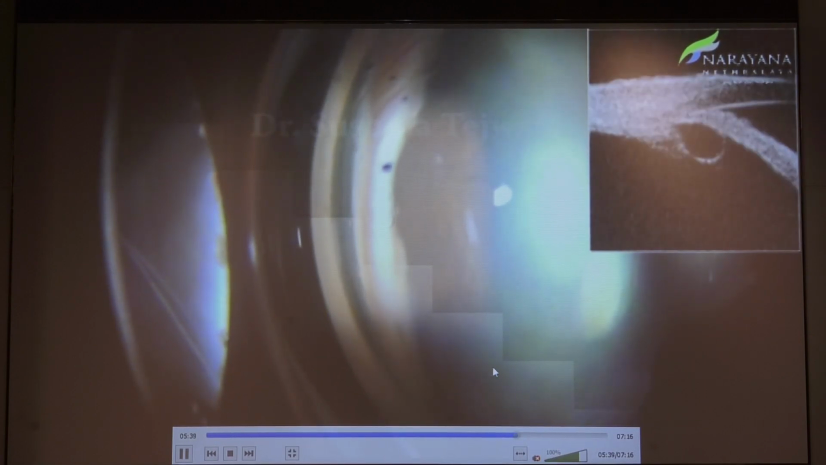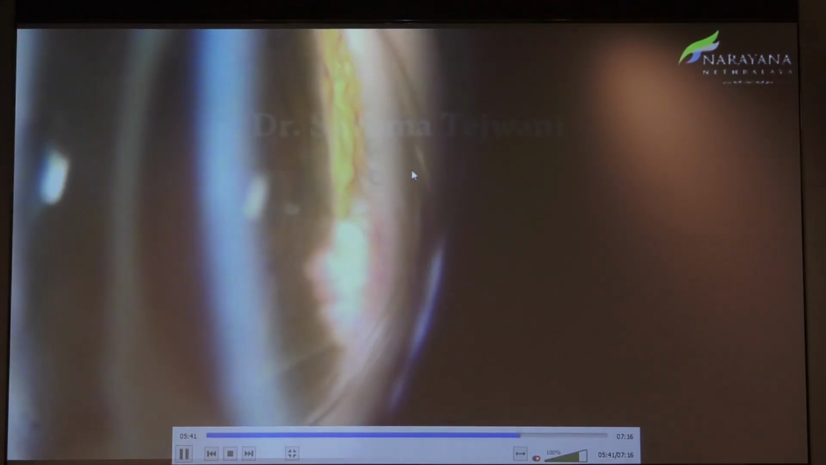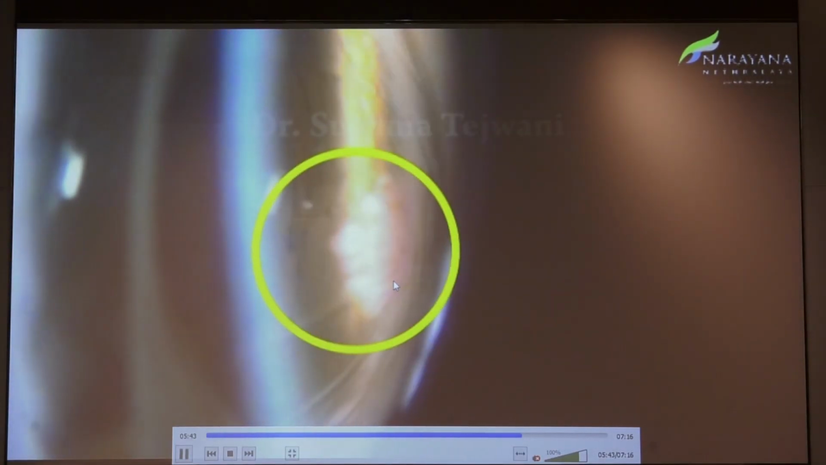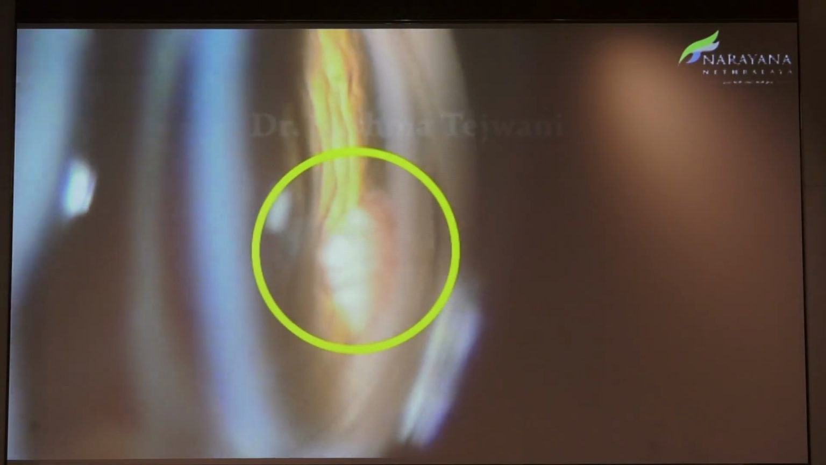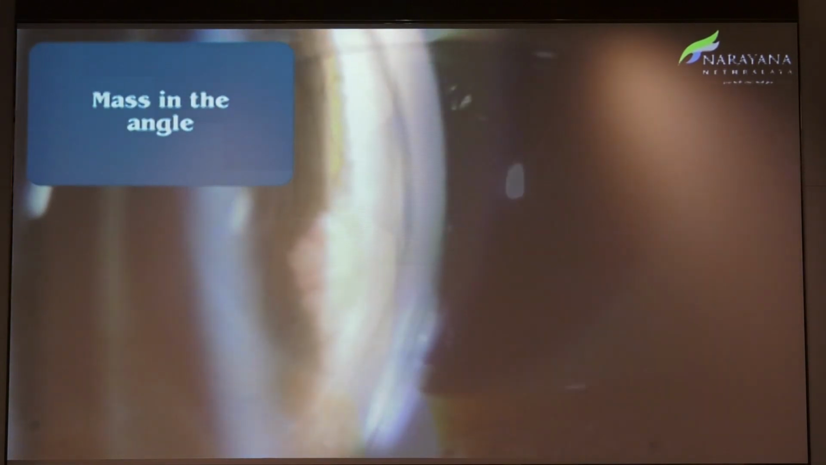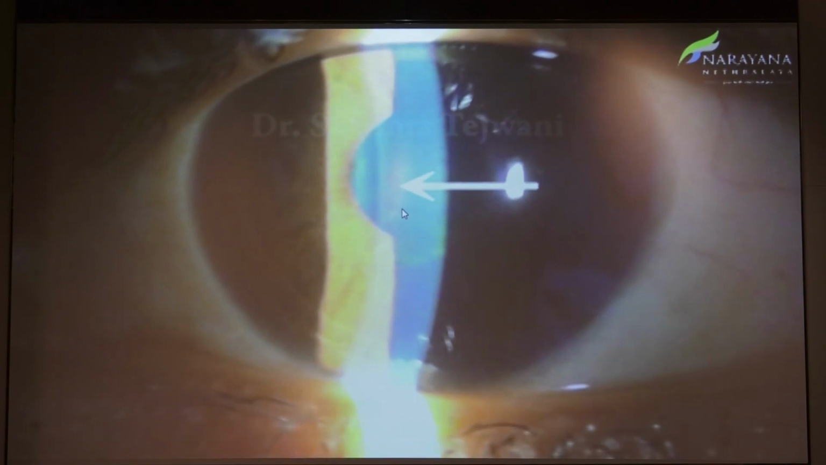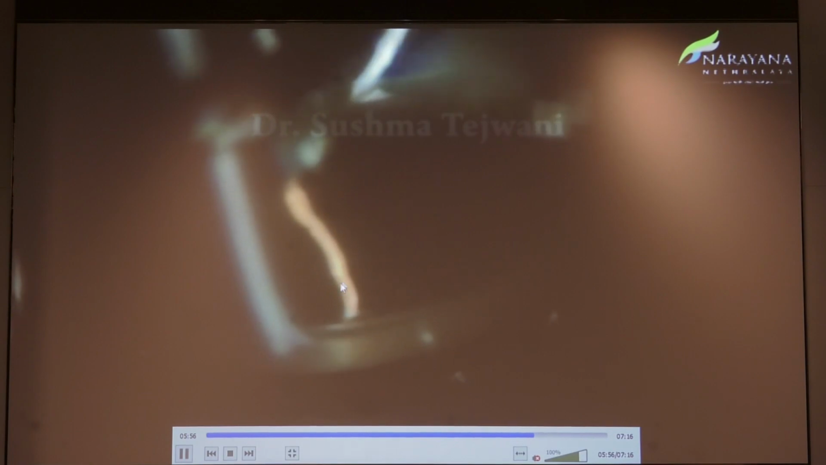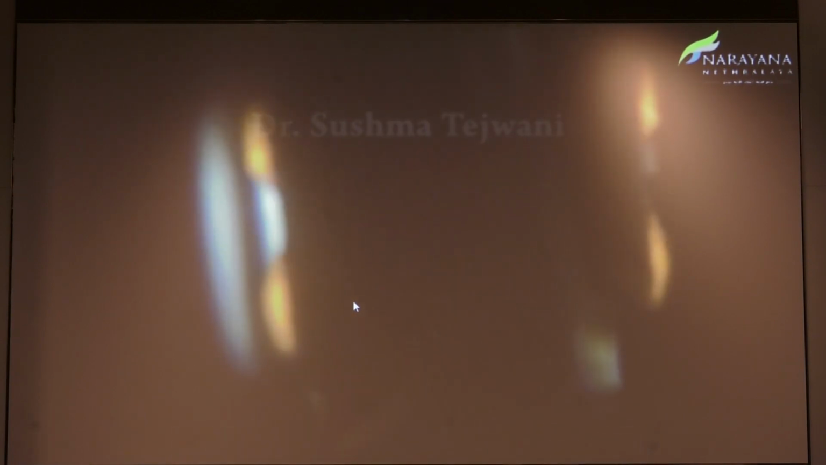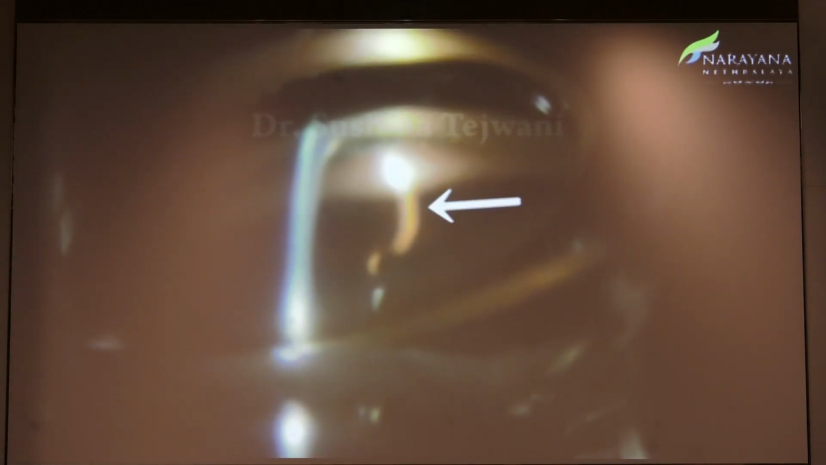So this is an iris cyst that you can see on UBM that can also be picked up. This is a mass which can be detected on angle and can require further workup. There is a Krukenberg spindle you can see which is visible on the slit lamp, and when you look at the angle you can see a classical concavity which is suggestive of PDS or pigment dispersion syndrome.